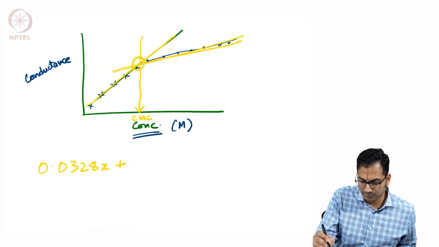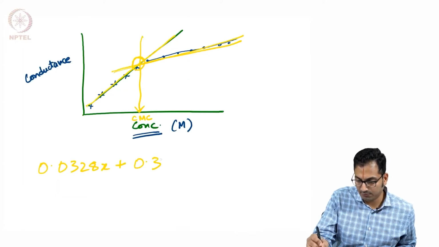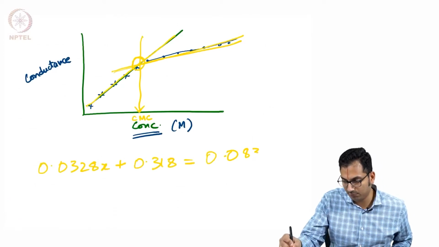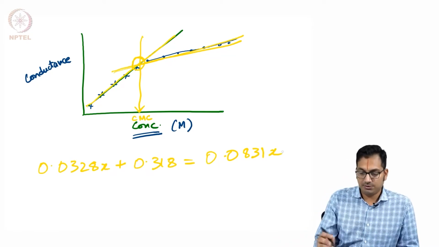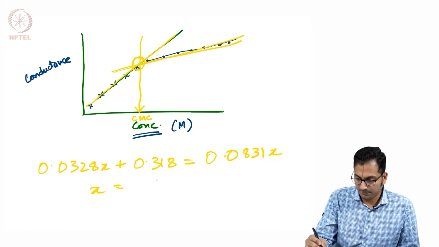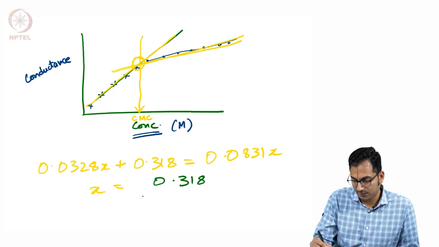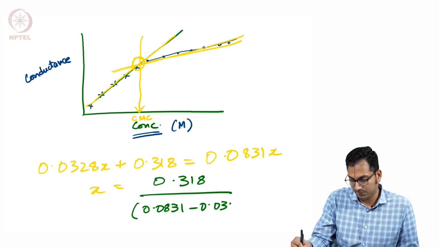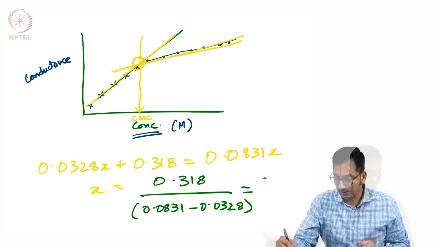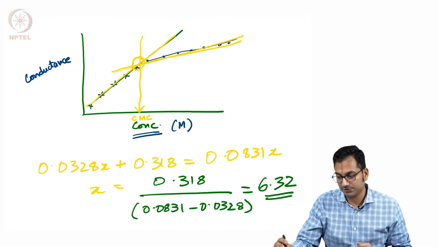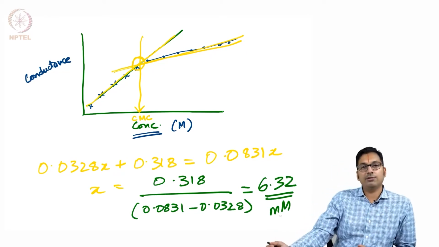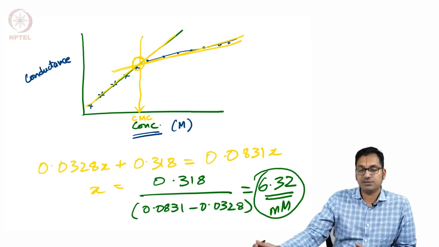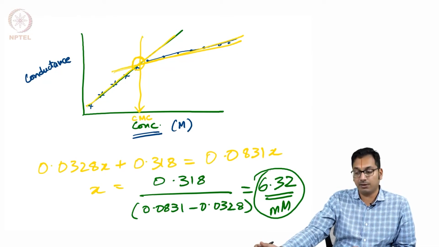0.0328x plus 0.318 is equal to 0.0831x. So this would mean x is equal to 0.318 divided by 0.0831 minus 0.0328, which is 6.32. Of course, since the concentration is used in millimolar, you tend to say the critical micelle concentration from this data set works out to be 6.32 millimolar from conductometric measurements.